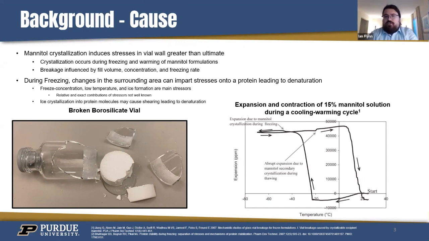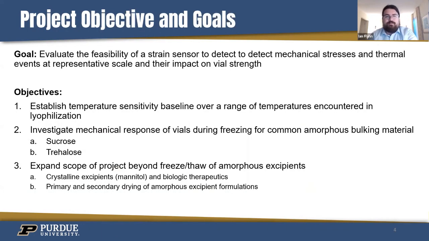And during freezing, there's changes in the surrounding area, which can impart stresses onto proteins, which will lead to denaturation. And this is mostly freeze concentration. The low temperatures can affect the proteins, as well as ice formations. The relative contributions of each of these is not super well understood at the moment. So with this research, we really want to understand better how the ice crystallization may be denaturing protein molecules by shearing on them and the mechanical stresses.